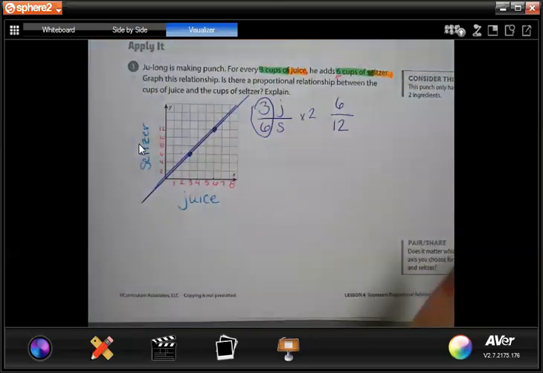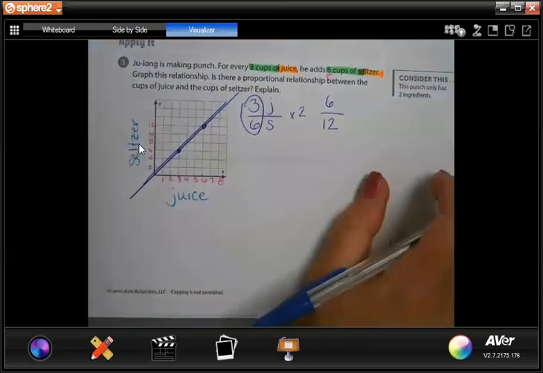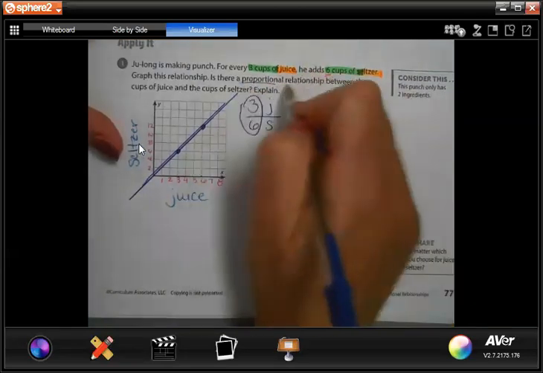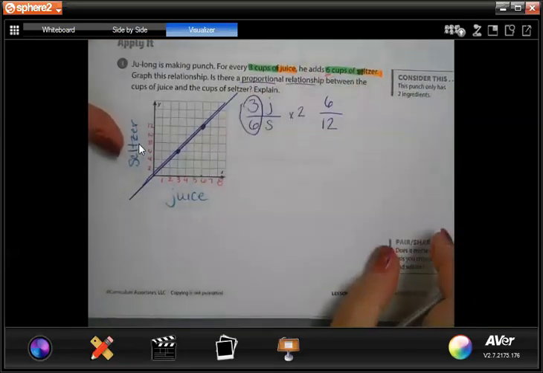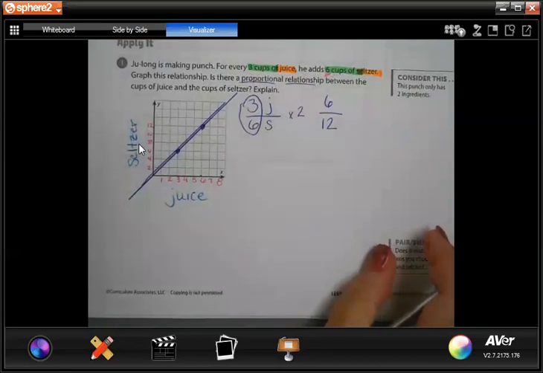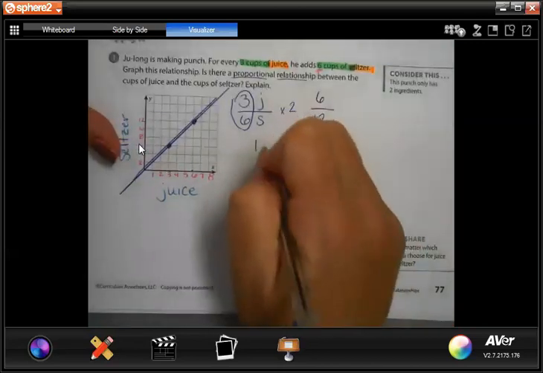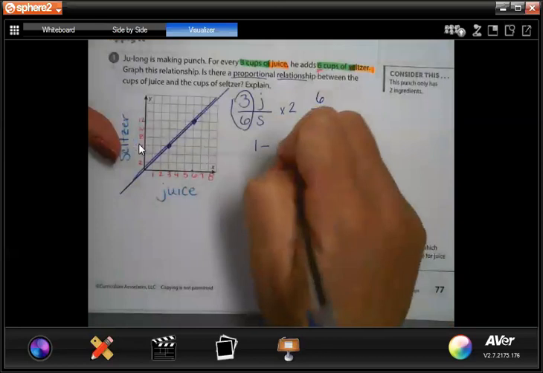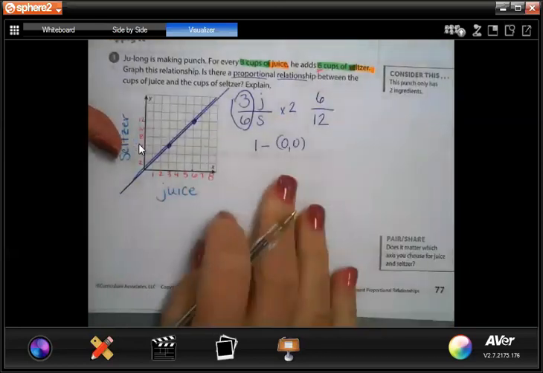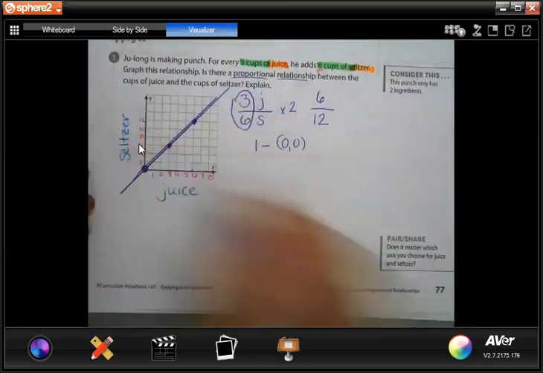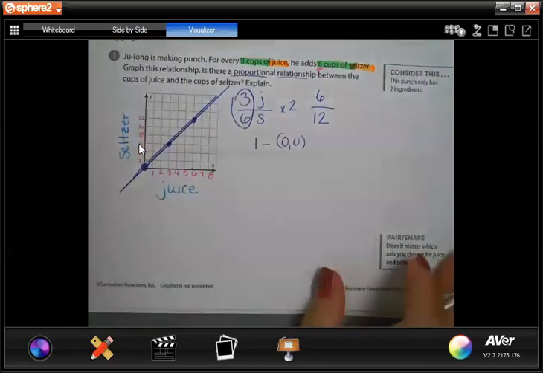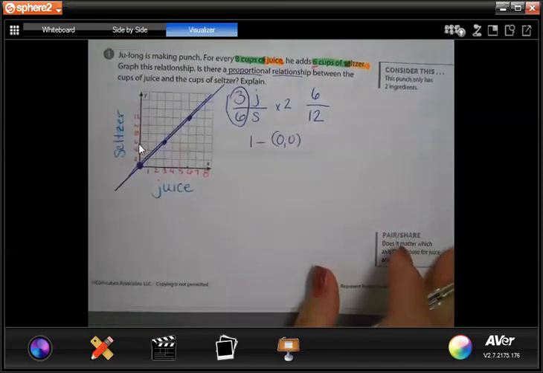There it is. Now it says, is there a proportional relationship? Well, we have to find 2 things, right? The first thing that we have to look for: does it cross at 0, 0? Well, 0, 0 is right here. And yes, it does. But what does that mean?